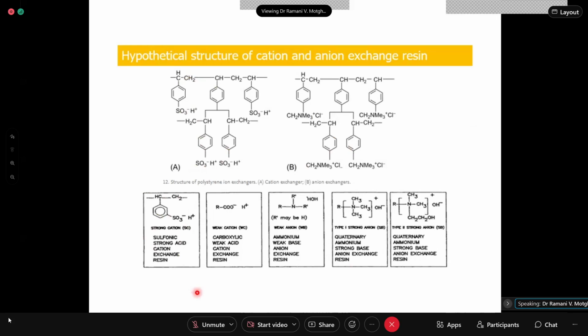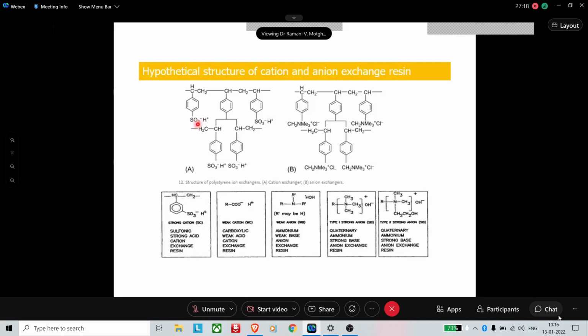Okay, it's just the commercial name. Now coming to the hypothetical structure of cation and anion exchanger resin. I told you that you have styrene. Styrene will be like CH2 double bond CH and a benzene ring. Now you sulfonate it, so sulfonation will attach an SO3 minus H plus, or an SO3 minus group will be added to it.